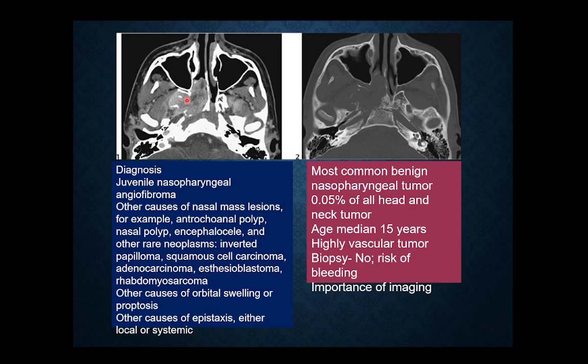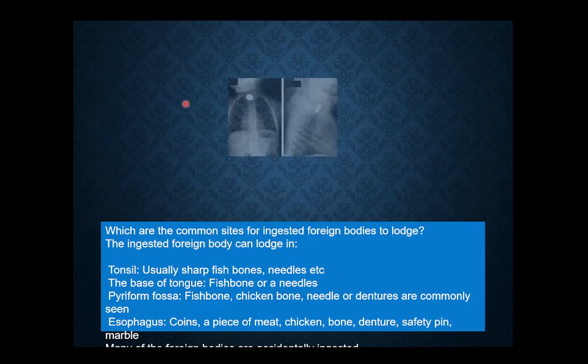You should not biopsy this lesion because it is a highly vascular tumor. It leads to bleeding. So first we have to make an intervention, embolize the lesion. Once you reduce the vascularity, then make the biopsy or surgical removal.